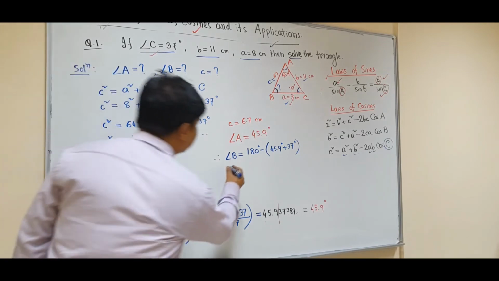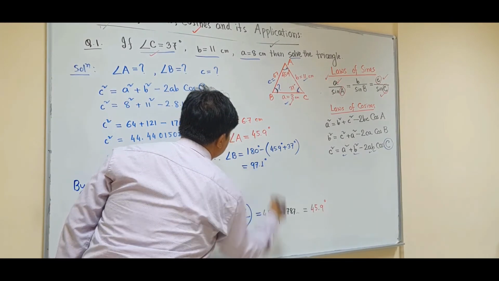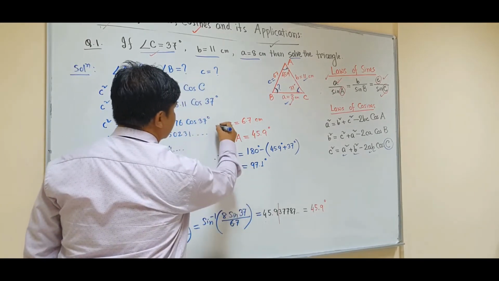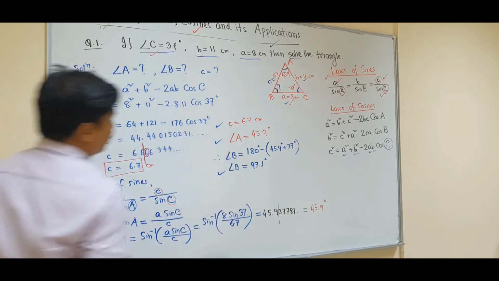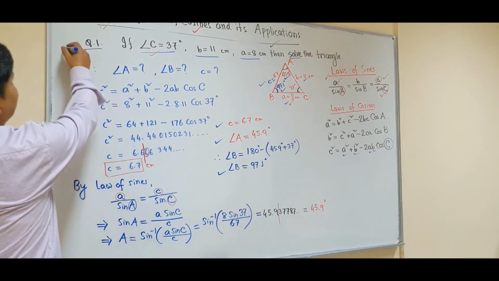And that gives you 97.1 degree. So you have got all the values C, A and B. So this is the solution of the given question number 1.